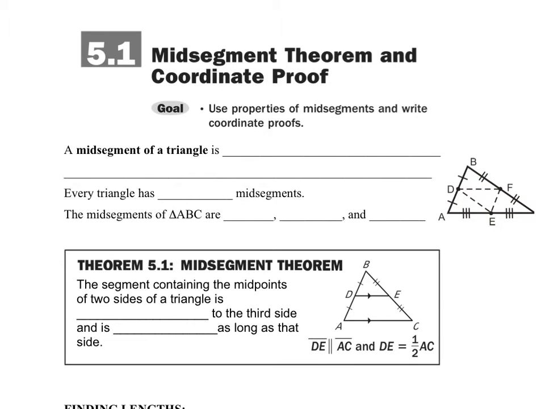Okay, Unit 5 is going to deal with relationships in triangles. First one we're going to talk about is the mid-segment theorem and the coordinate proof. So we're going to use the properties of mid-segments, and we're going to write coordinate proofs.